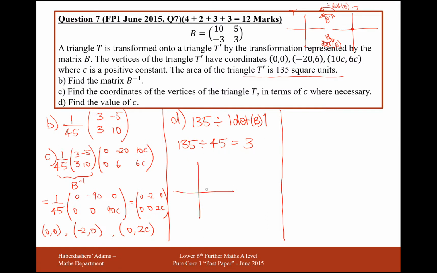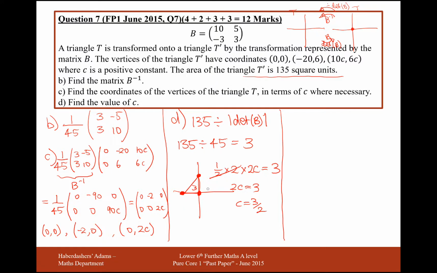So let's plot some coordinates. It will be -2, 0, 0, 0, and 0, 2c. Let's assume it's up here. So this area here is going to be 3. So half of the base, which is 2, times the height, which is 2c, will equal the area of 3. So those two will cancel, 2c will equal 3, so c must equal 3 over 2. And that's the value of c here.